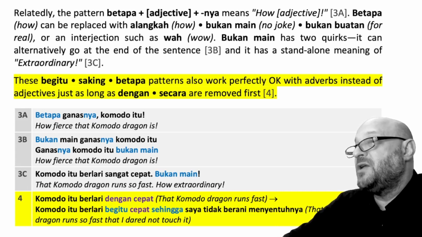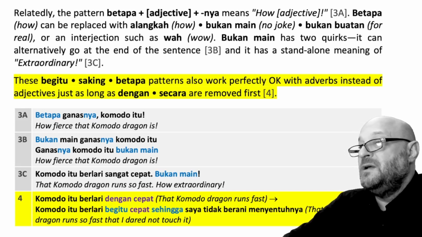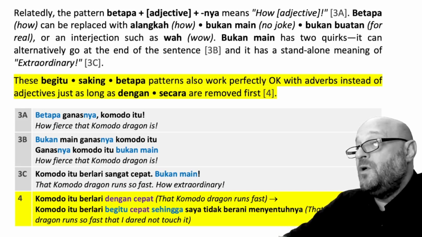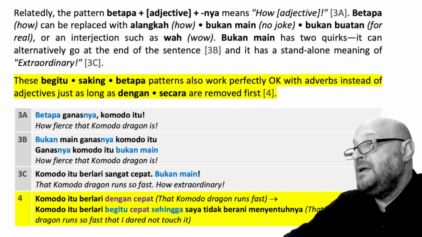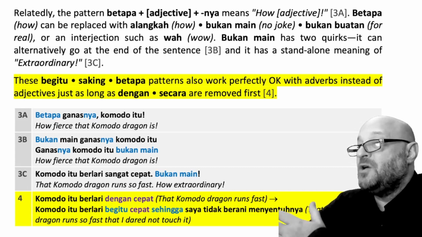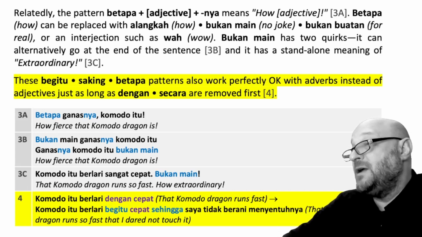dengan, secara are removed first. For example, Komodo itu berlari dengan cepat. That Komodo dragon runs fast can be turned into Komodo itu berlari begitu cepat sehingga saya tidak berani menyentuhnya. That Komodo dragon runs so fast that I dared not touch it.